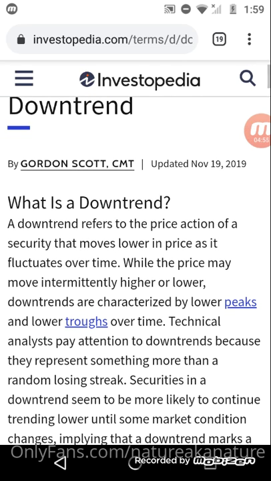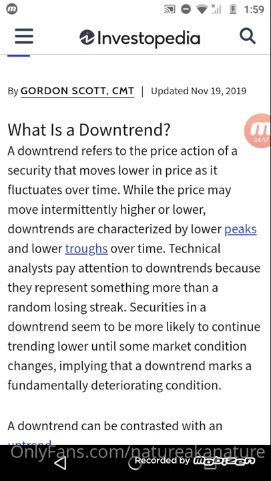So what is a downtrend? The downtrend refers to the price action of a security that moves lower in price as it fluctuates.